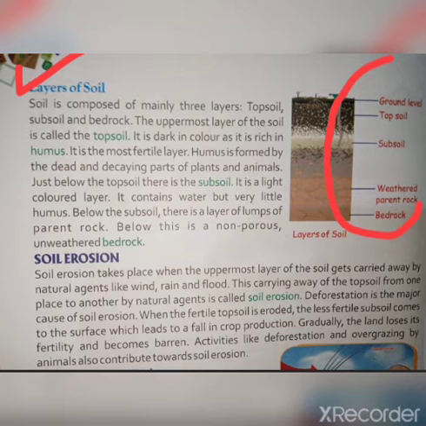Okay, and then humus. It is dark in color as it is rich in humus. So topsoil is dark in color because it has humus. So humus is necessary for plant growth.